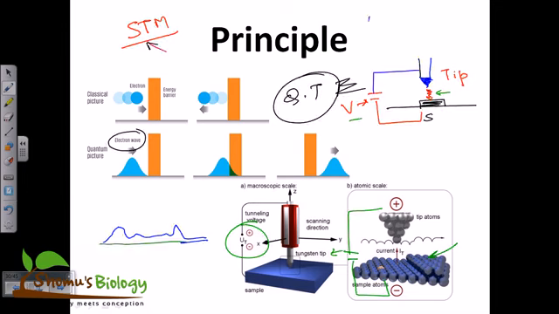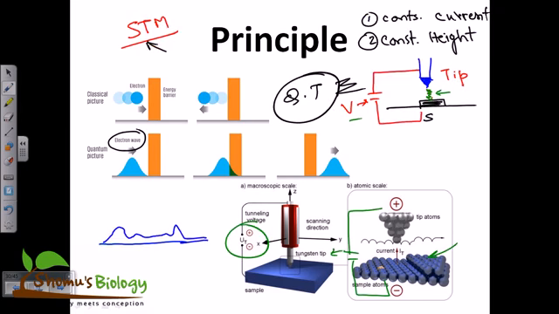One of the techniques is termed the constant current. Another one is termed the constant height. So constant current and constant height. The idea in case of constant current is, let's say we bring this tip here. Say this is the tip, for example, a tungsten tip.